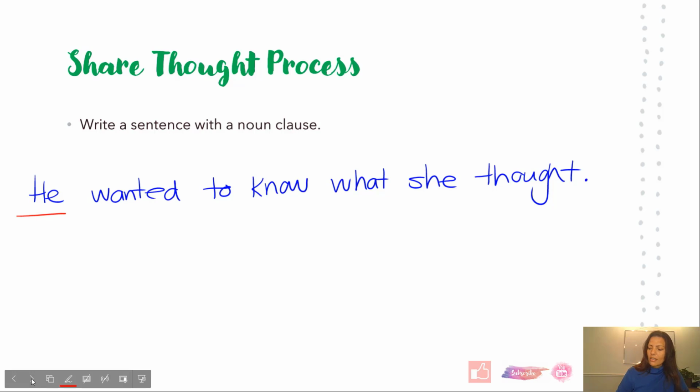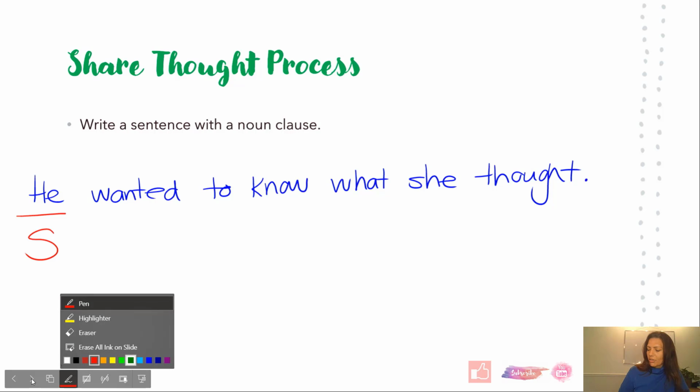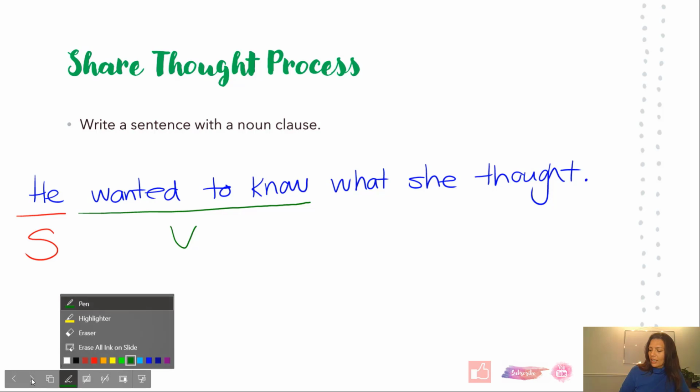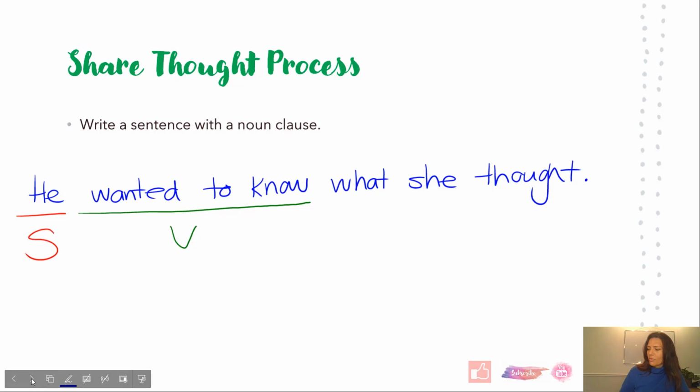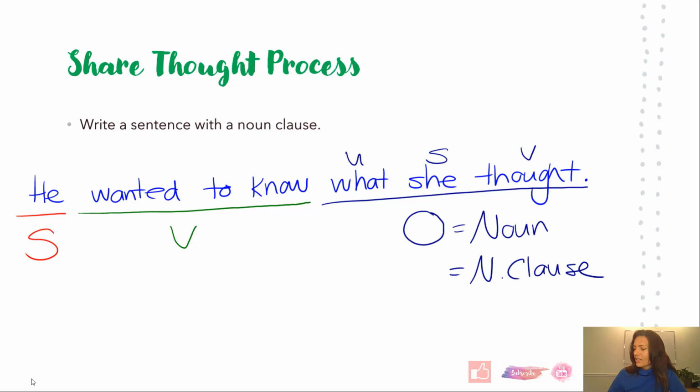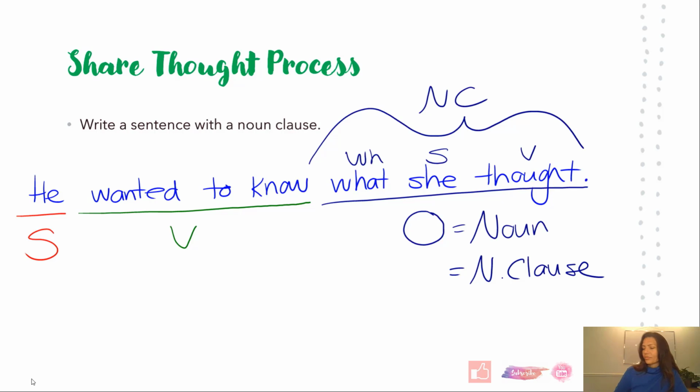So I know that he is the subject, and the verb, let's do that in a different color. Let's choose green. We've got this phrase, wanted to know. And finally, what's on the end? That's the object. So this is the object, which is a noun. And in this case, it's a noun clause. Why is it a noun clause? Because it has a subject and a verb. That's the WH. But all together, that is the noun clause.